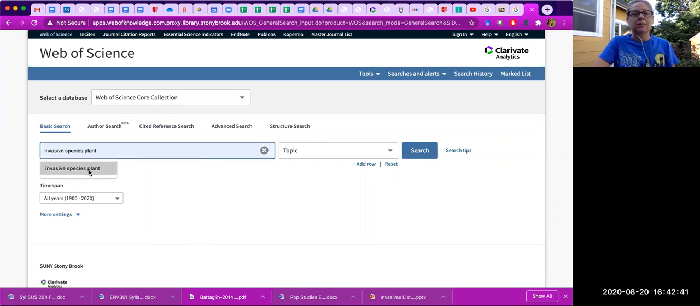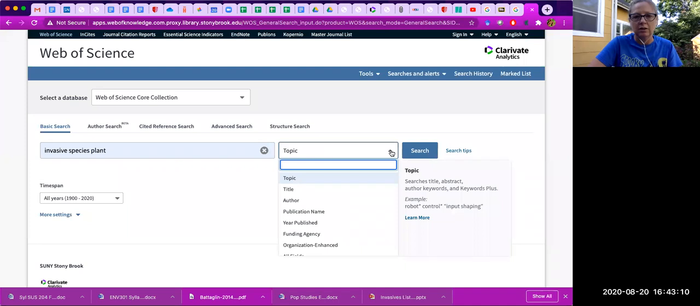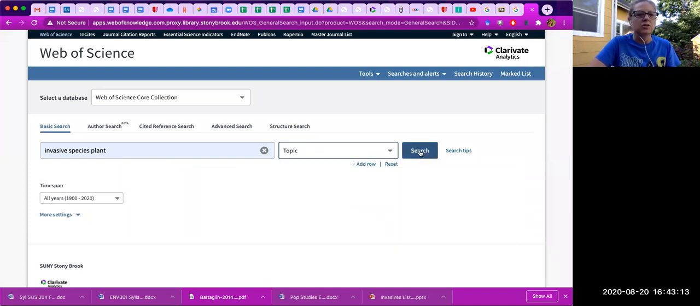species plants. The reason I'm picking this one, and I checked it out before making this video, is that our next module is about invasive species, and you're going to have to look up some stuff about invasive species plants. Okay, so you could just type this, right? I had it in the drop down, but all you had to do was write invasive species plant. Everybody can do that. And then you can see that it's about topic. You don't have to get fancy here, but you could change it to author or anything you want, but we're leaving it topic. Okay, search.